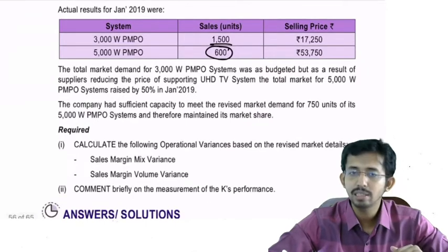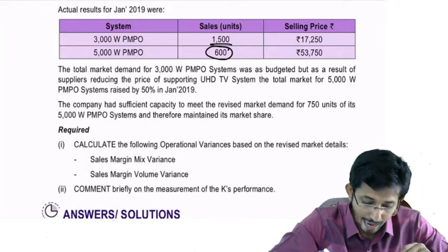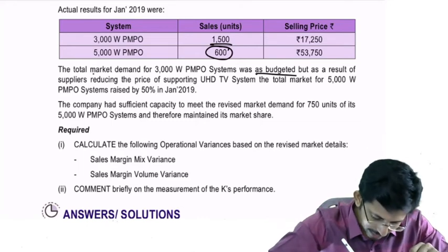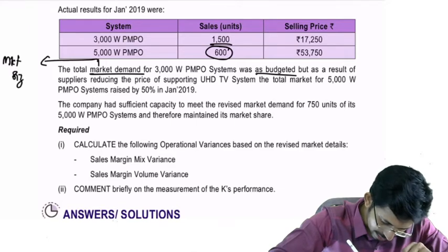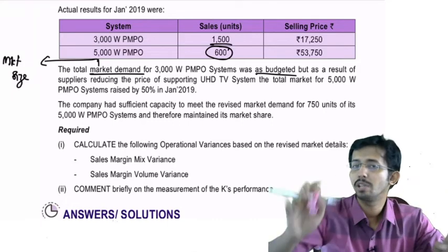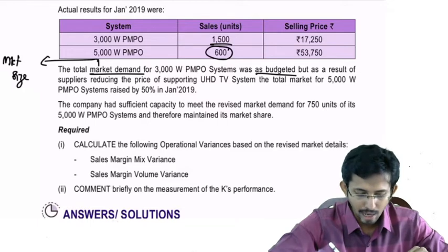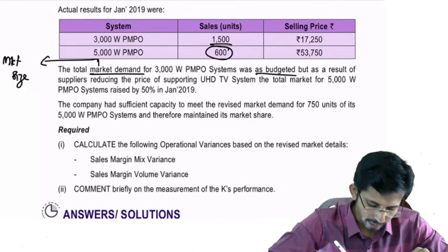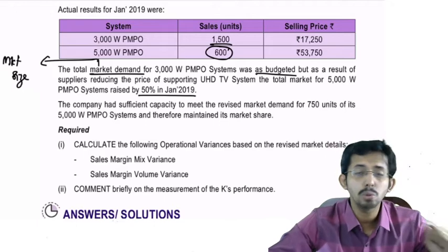Now, what is the further information? The total market demand for 3000 watt PMPO systems was as budgeted. Total market demand means what? Market size. It is something which indicates the market size. So the market size of the 3000 watt model was the same as it was budgeted. There is no change in the market size. But as a result of suppliers reducing the price of supporting Ultra HD TV systems, the total market for 5000 watt PMPO systems rose by 50% in Jan 2019. Yes, that is the crucial information.